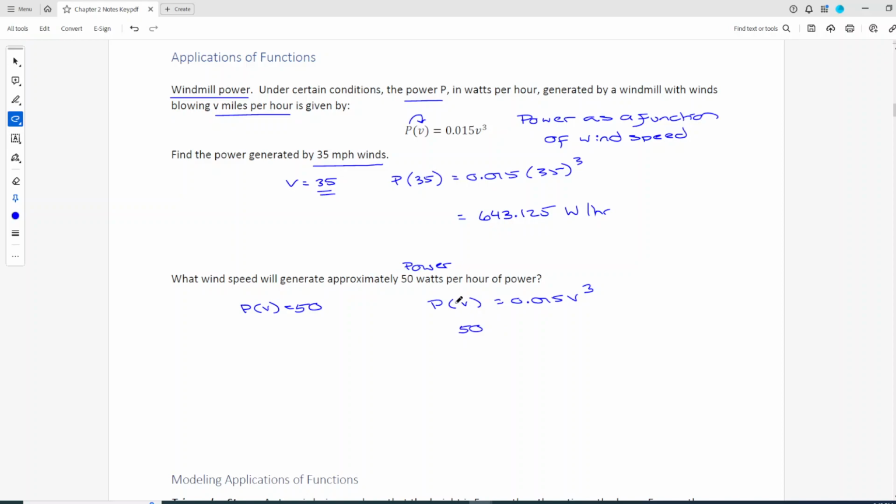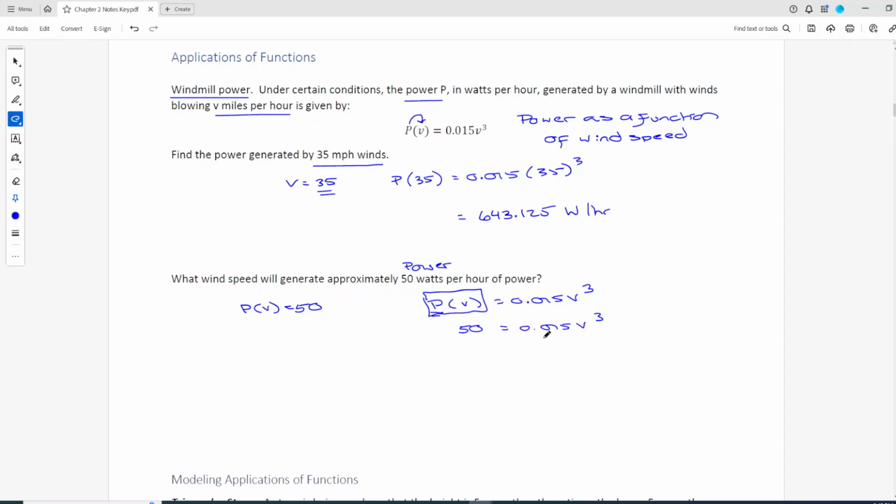Now people always get really confused with this. They always want to just plug in for P, and they're like, it's 50 times V. I'm like, no, this isn't a multiplication. I wish they could use a different symbol for this, but that's pretty much all that's available between a computer and people writing. This is power. It's just power as a function of wind speed, so you're going to replace all of it. So 50 will equal 0.015 V cubed.